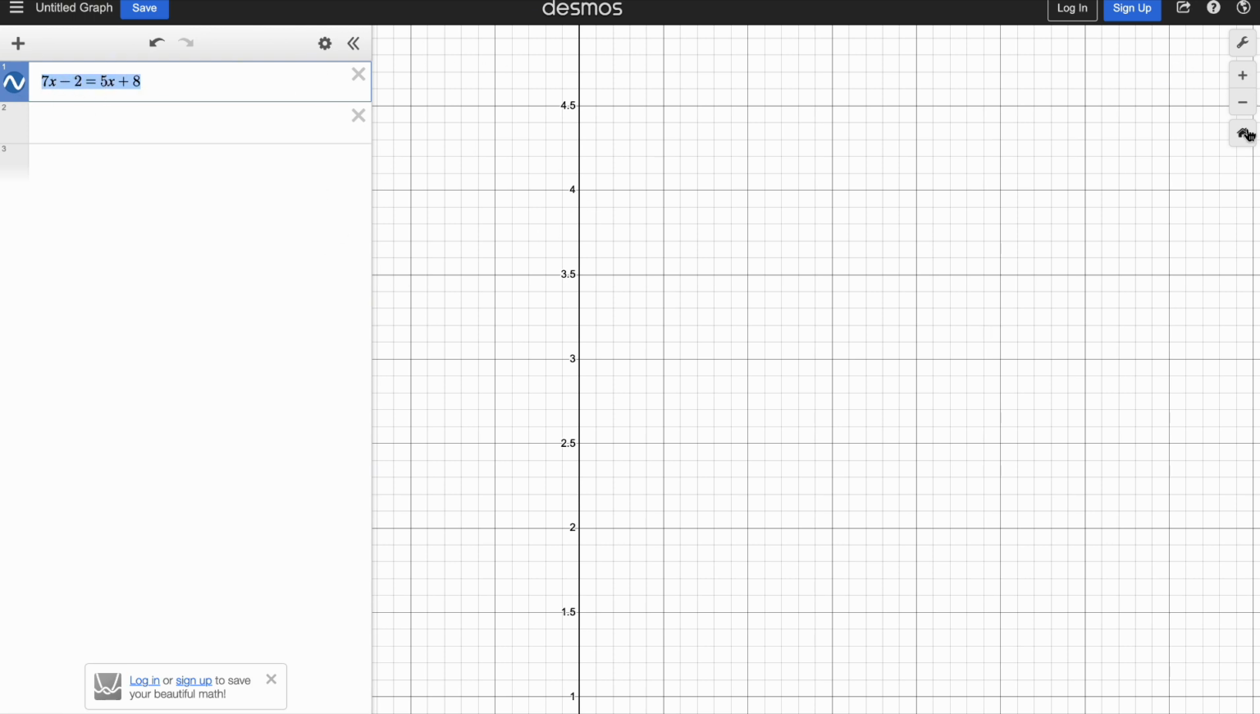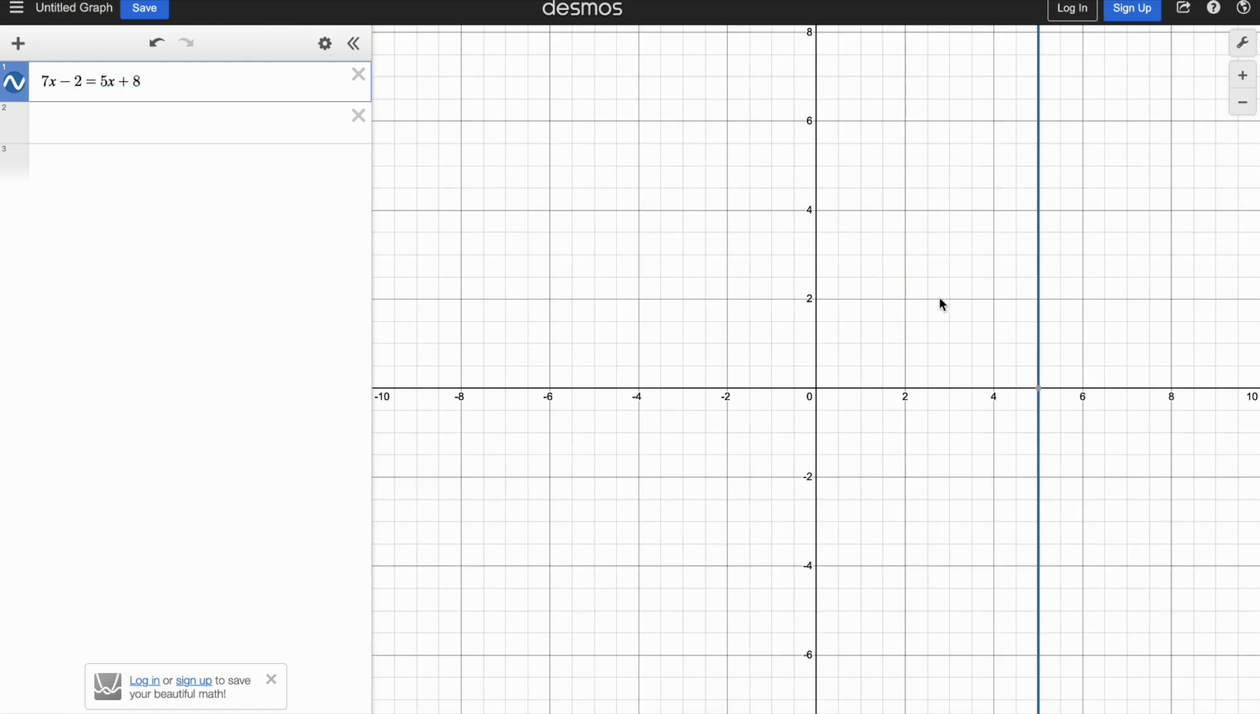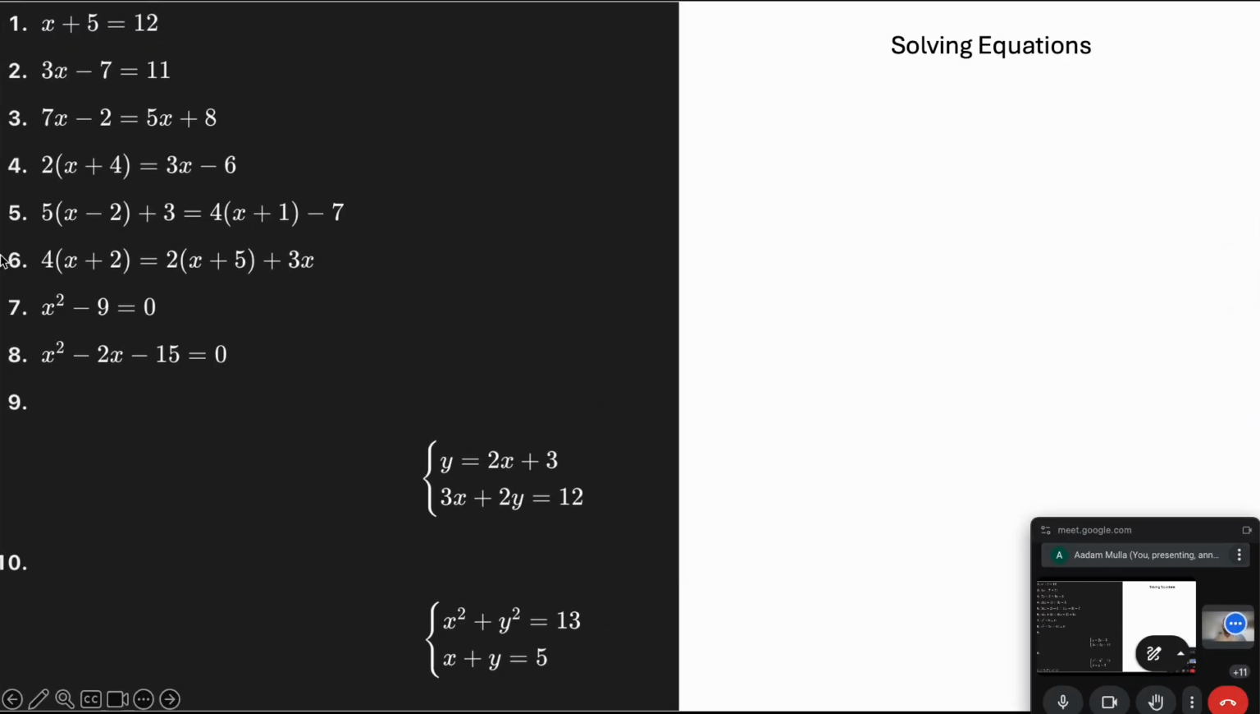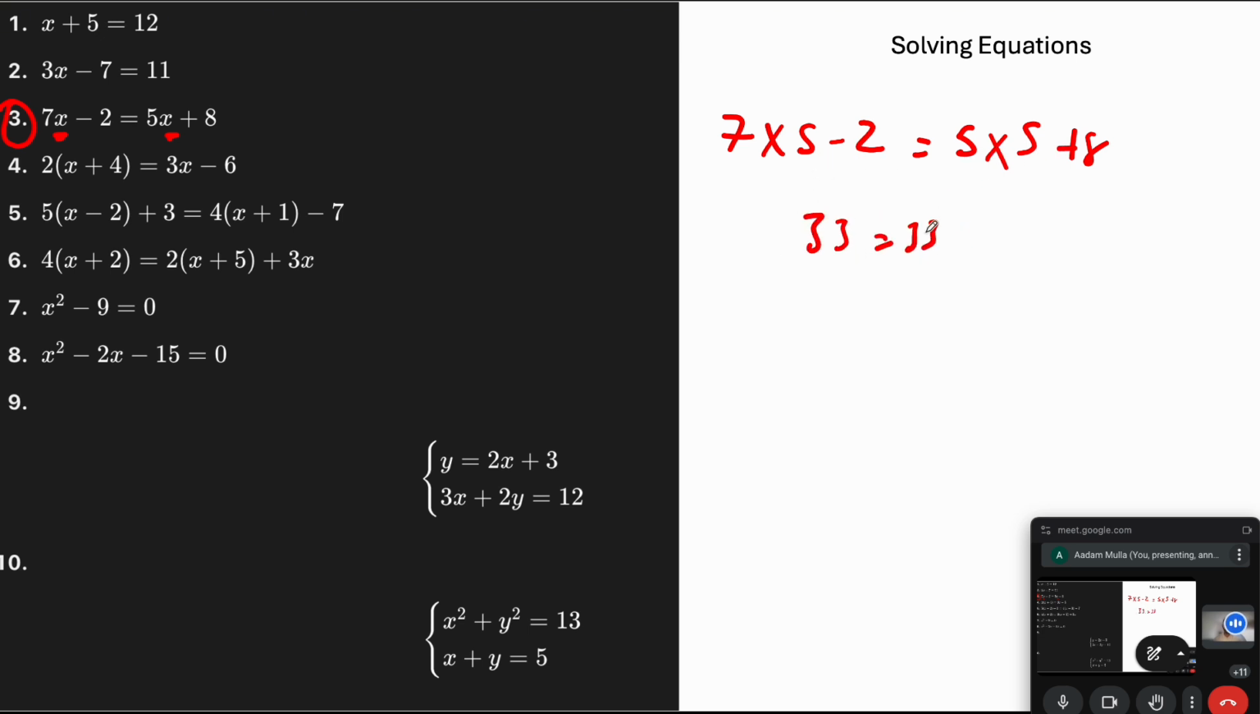If you don't have this open, I'd recommend you just get it open now. This one has one solution, and all you need to do is see where it crosses the x-axis, and that's where the solution is. So the solution is 5, and if you substitute 5 in, 7 multiplied by 5, take away 2, equals 5 times 5 plus 8. So 35 take away 2 is 33, and 25 add 8 is 33, so that shows you that it's a solution.